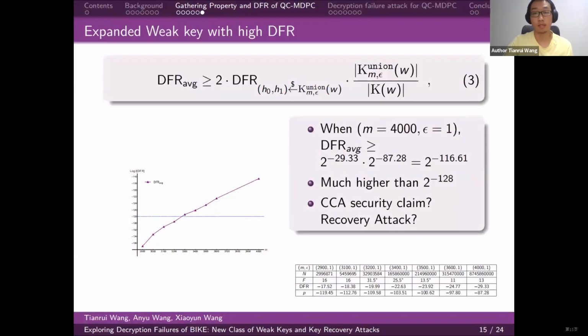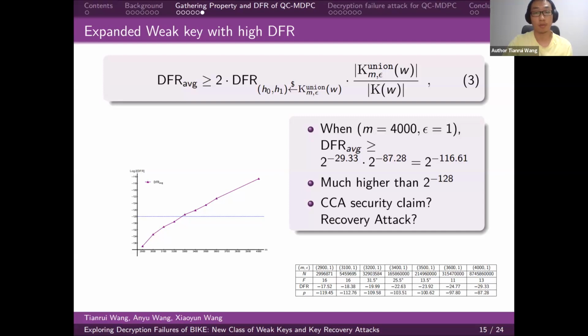With a new weak key set, we can estimate a more accurate lower bound of the average DFR, since we will only ask H0 to satisfy the gathering property in the definition. We can also achieve the same effect by allowing H1 to satisfy the gathering property. That's where the 2 times comes from. The errors are sampled randomly.